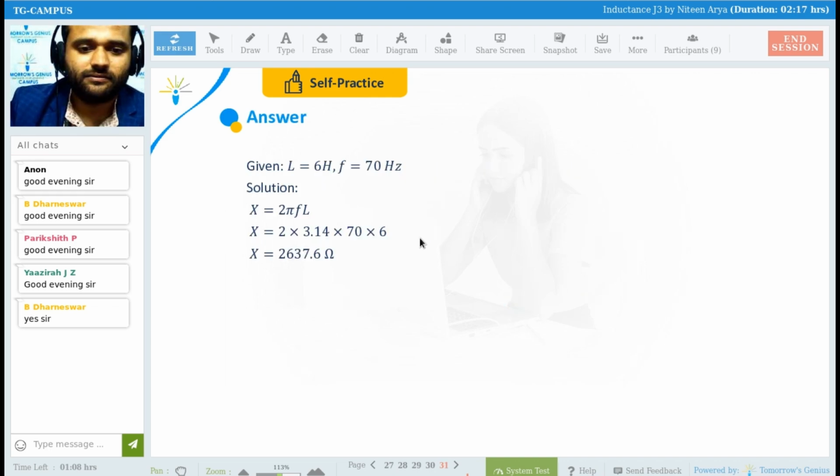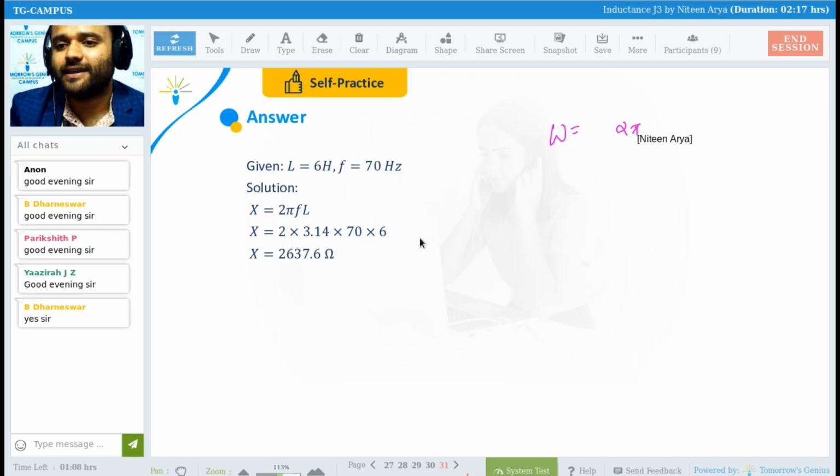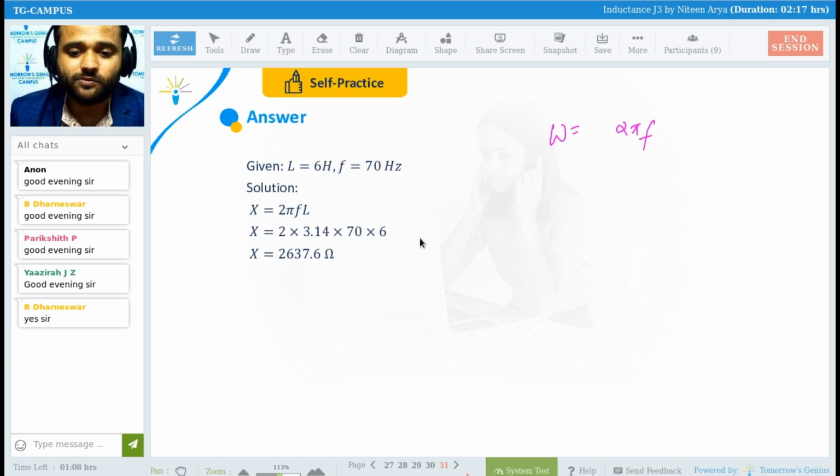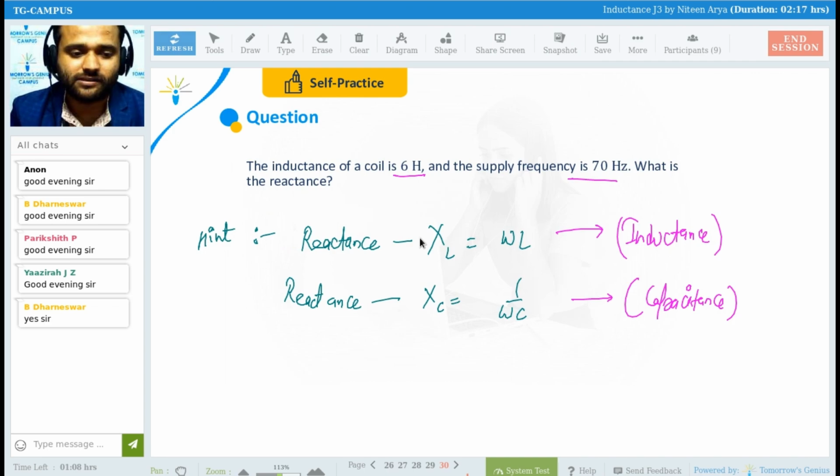Arey beta. See, this is your answer. I don't know what you are doing. Omega is 2 pi f, angular frequency. Frequency is given. Angular frequency you need to calculate, and actually you don't even need to calculate, you just need to put in the formulas. Omega. If you don't understand what this particular symbol is, why don't you ask? Tell me.